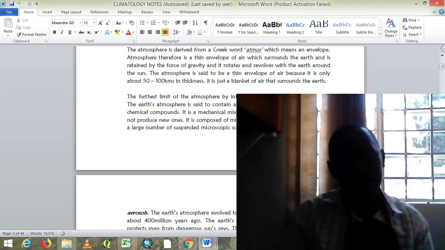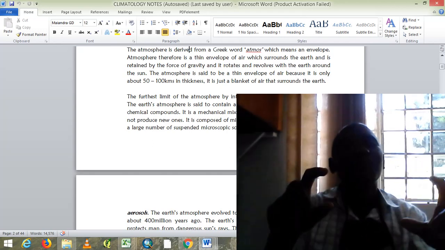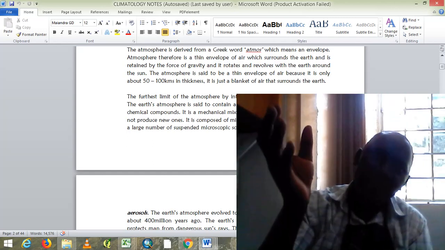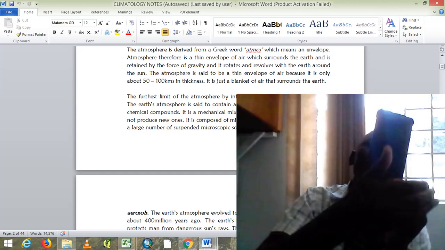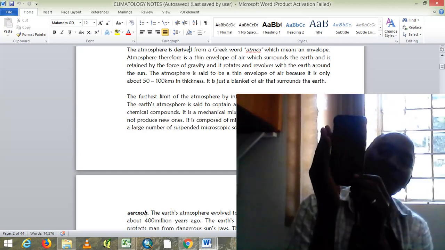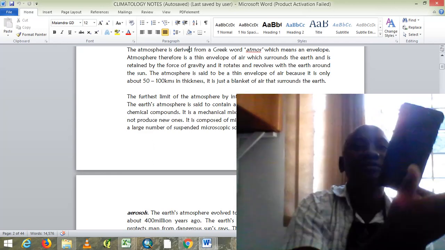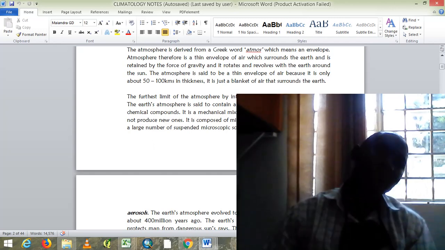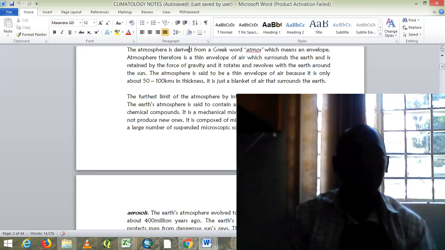You get it? So just like that phenomenon of the baby sack, even the atmosphere envelopes the entire world. It's a thin envelope of air. It's like we have the world here, this is the world, and then around it there is a sack covering it, but it's made up of what? Air. A thin envelope of air which surrounds the earth, and you say it's retained there by the force of gravity.